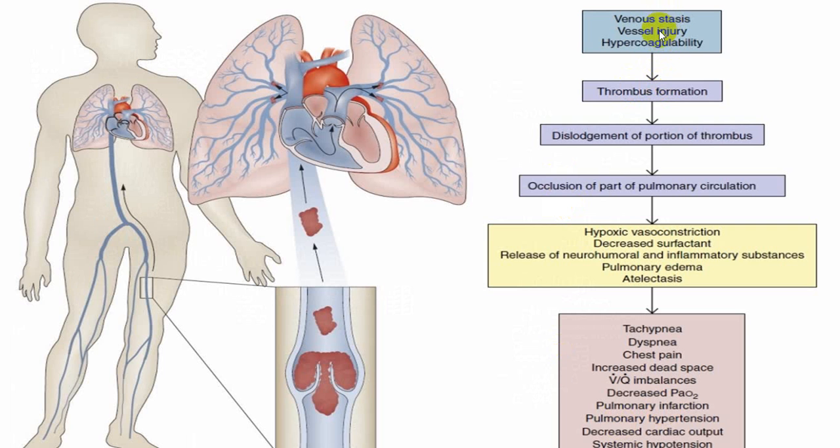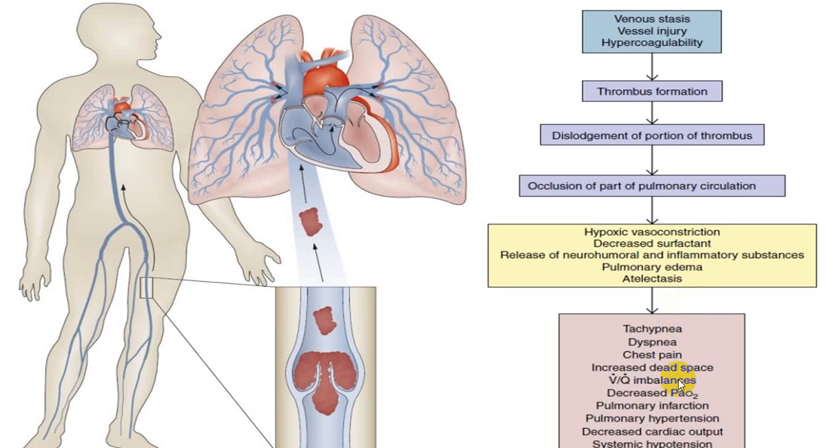So venous stasis, injury, hypercoagulation, thrombus formation, dislodgement of a portion of the thrombus, pulmonary embolism, which will give rise to hypoxic vasoconstriction, decreased surfactant, release of neurohormonal and inflammatory mediators, pulmonary edema, atelectasis, and secondary to that you will have tachypnea, dyspnea, chest pain, increased dead space, VQ imbalance.